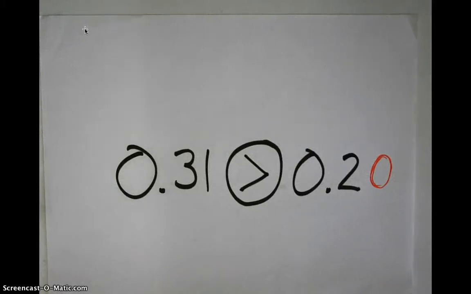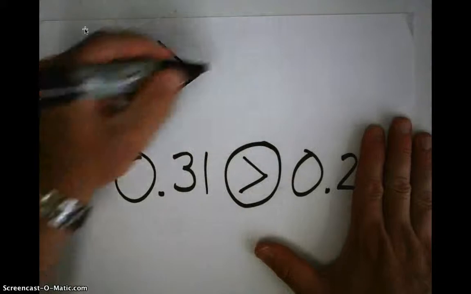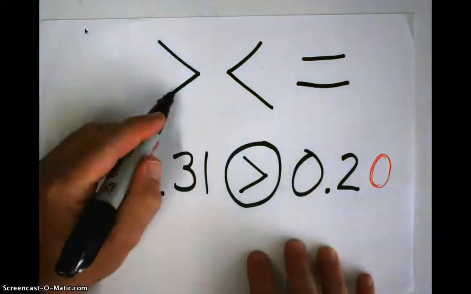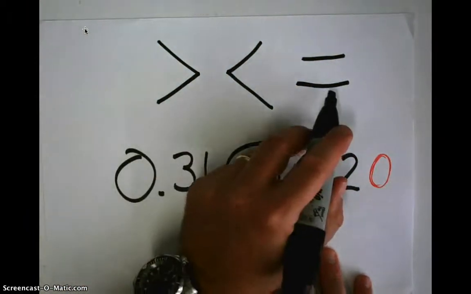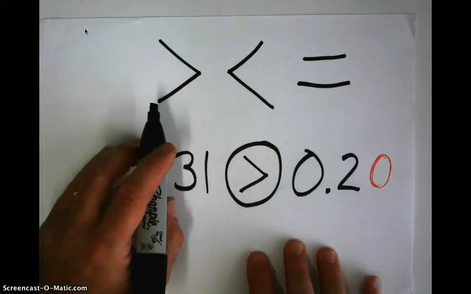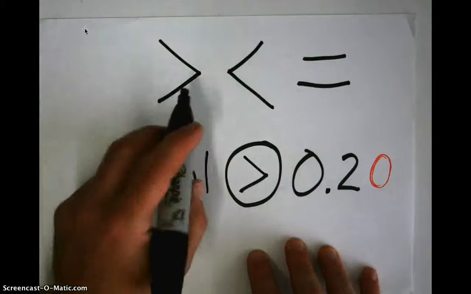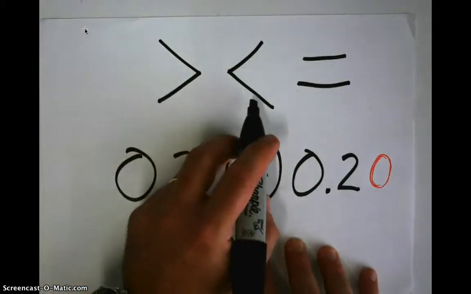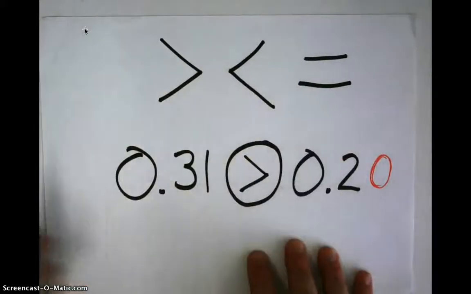All right, and you're just looking for which one is greater than, less than, or equal to. And remember, in 5th grade, we're not looking at where the monster's eating or the alligator or whatever. You should know what these symbols mean. This one means the words greater than, this one means the words less than, and this one means the words equal to. All right, hope that helps you.